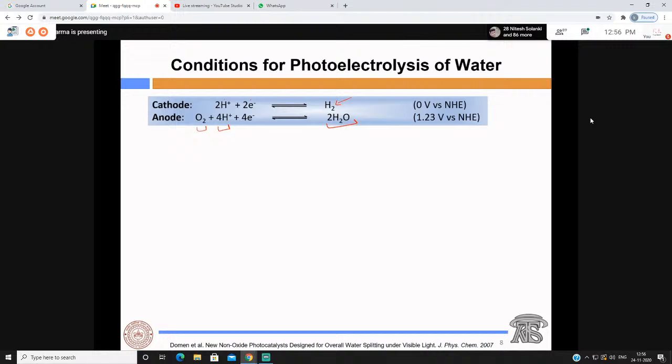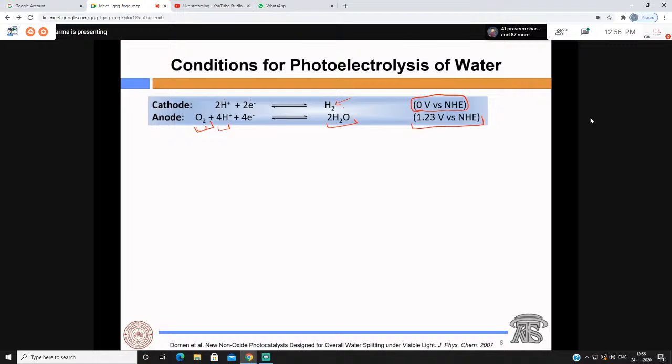Now if you see the reduction potential of these reactions, for the cathode it is 0 volt versus normal hydrogen electrode, and for the anode, where the oxygen evolution happens, it is 1.23 volt versus normal hydrogen electrode. Okay, so hydrogen evolution happens at 0 volt, and oxygen evolution happens at 1.23 volt of energy.